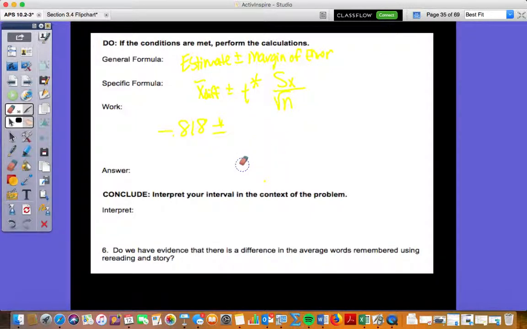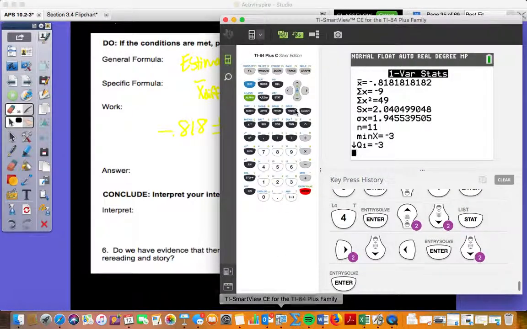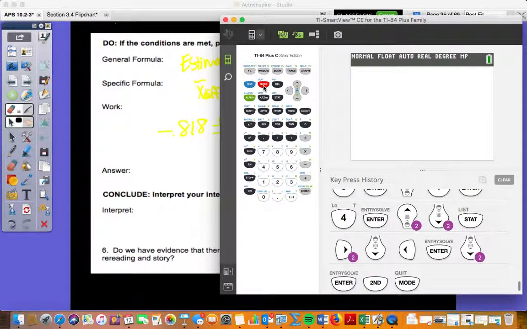We need to find T. How do we find T? Takeaway tickets, that's negative 1. So how do we find it? The table, right? Or T star would be inverse T, TCDF on the calculator, or I could also go to the table.